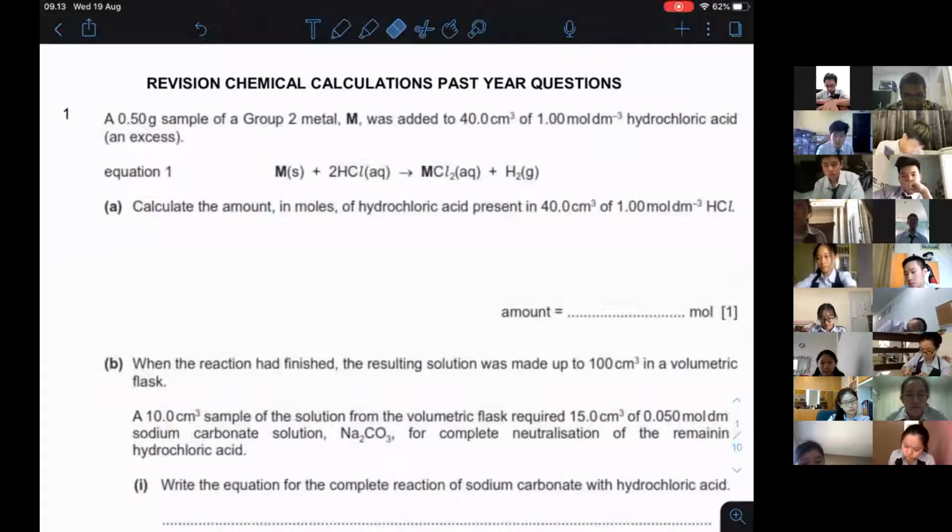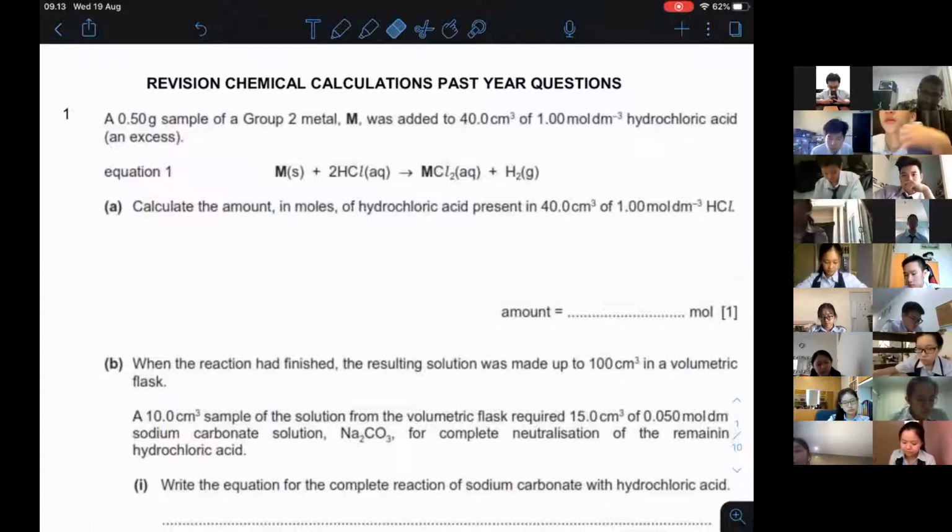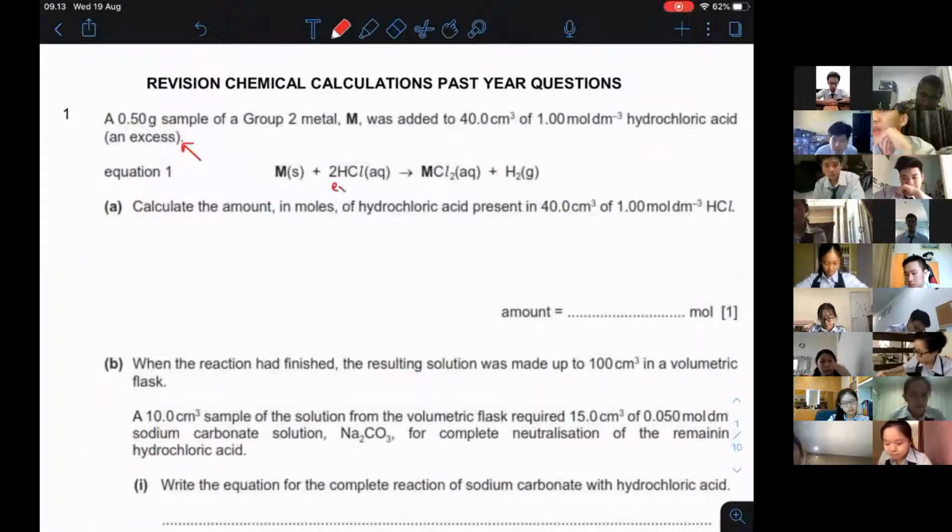Now you see I have a group 2 metal M that was added to hydrochloric acid, and they have mentioned to you that the hydrochloric acid is in excess. So I know that this is in excess. First, calculate the number of moles of hydrochloric acid.